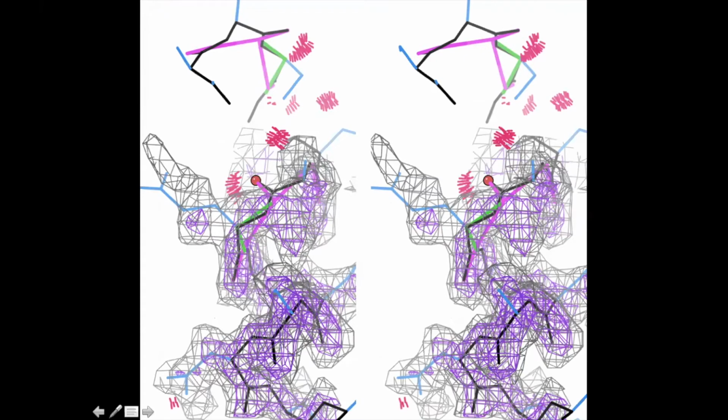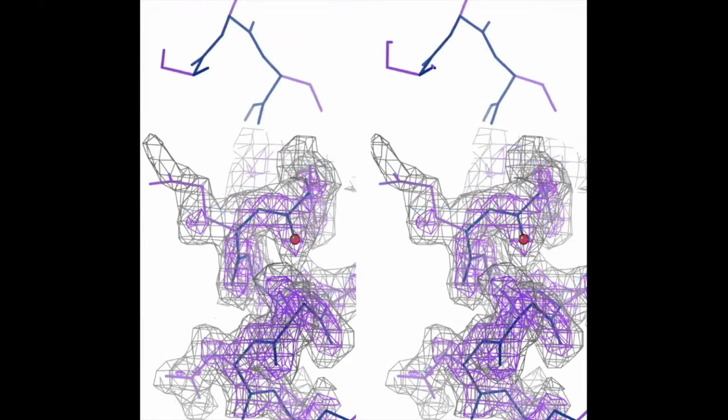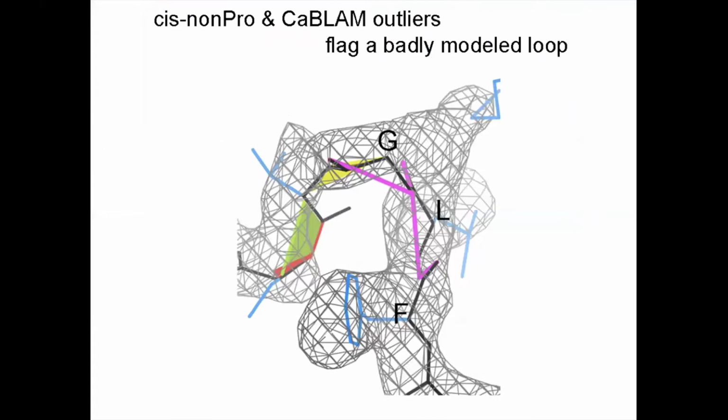Stereo? Yes, this is a stereo picture, so don't worry about it. You can just look at one side of it.